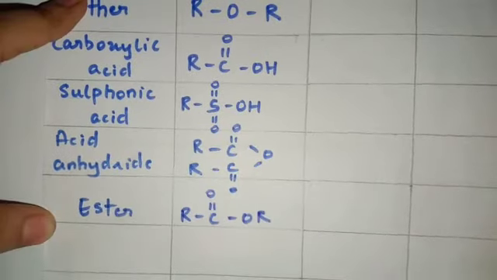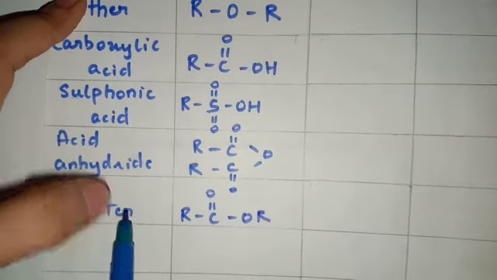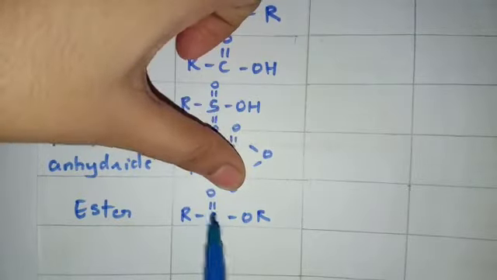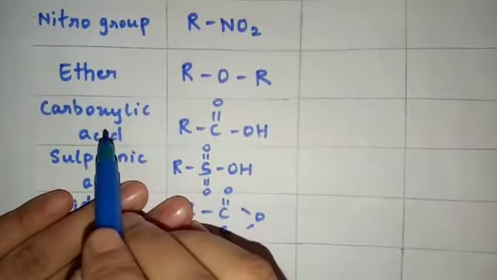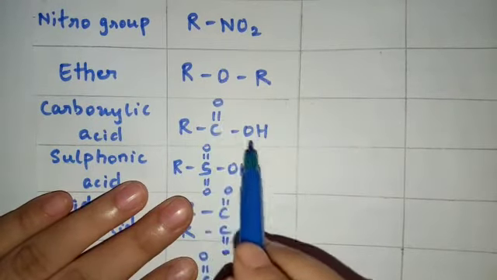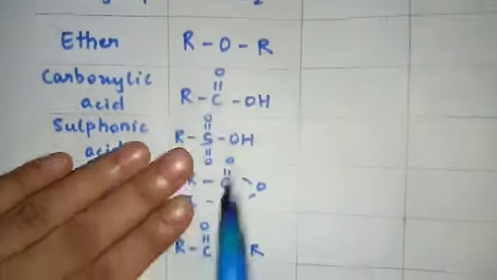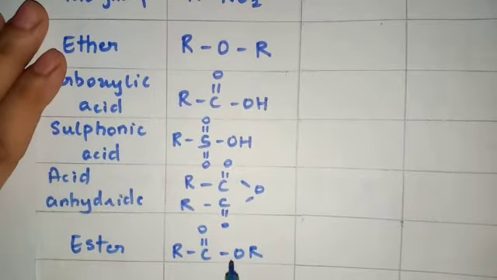The next functional group which we have is ester. The formula for ester is R C double bond O and OR. If you observe the formula for carboxylic acid, RC double bond O OH, so instead of this H, if you put R, that becomes ester: RC double bond O OR.